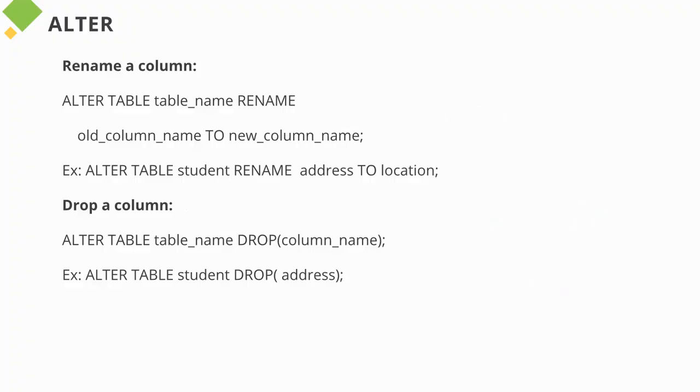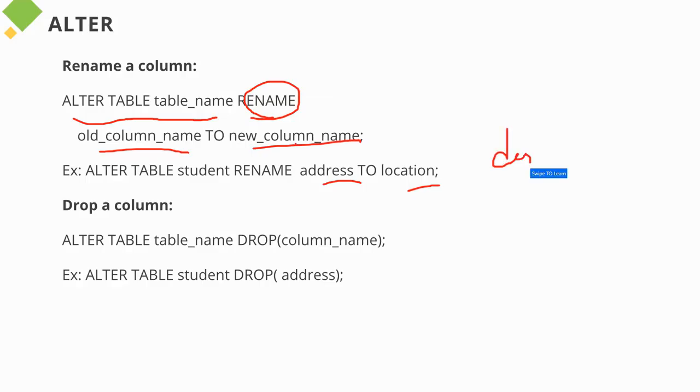And for the rename, it's the same. Alter table, table name. Use the keyword rename. Rename the old column name to the new column name. So I want to rename my column address to location. I can just simply write alter table student, rename the address, your old column name, to the new column name, location. Whatever changes you perform in this DDL, you can always check with the command DESC of the table name.